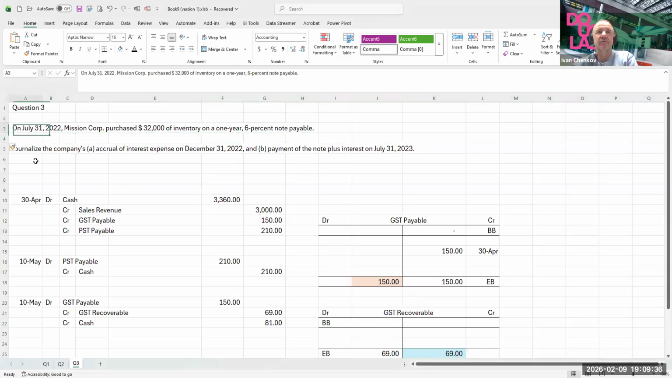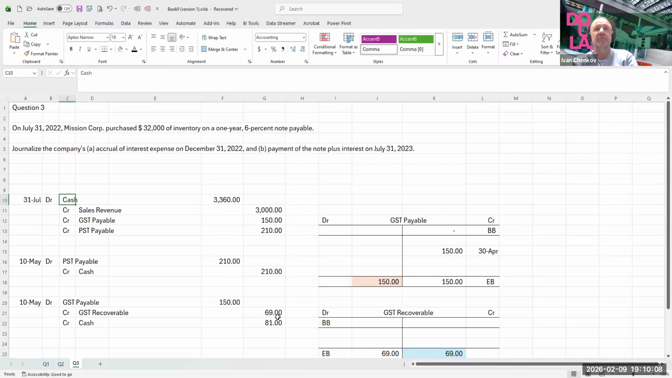This company, on July 31st, 2022, purchased $32,000 of inventory on a 1-year, 6% note payable. So we have to journalize the company's accrued interest for December 31st, 2022, and the payment of the note plus the interest on July 31st, 2023. Okay, let's go. First, we're going to have here July 31st.